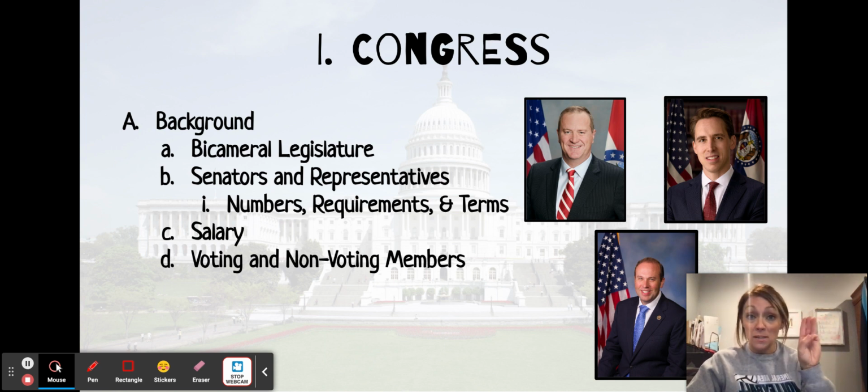Now, if you need to pause me so you get all those down, do that. And for the House of Representatives, you have three requirements that you have to meet. You have to be at least 25 years old. You have to be a resident of the district you're going to represent, and you have to have been a citizen for at least 7 years. Now we're going to talk about this other information in class.